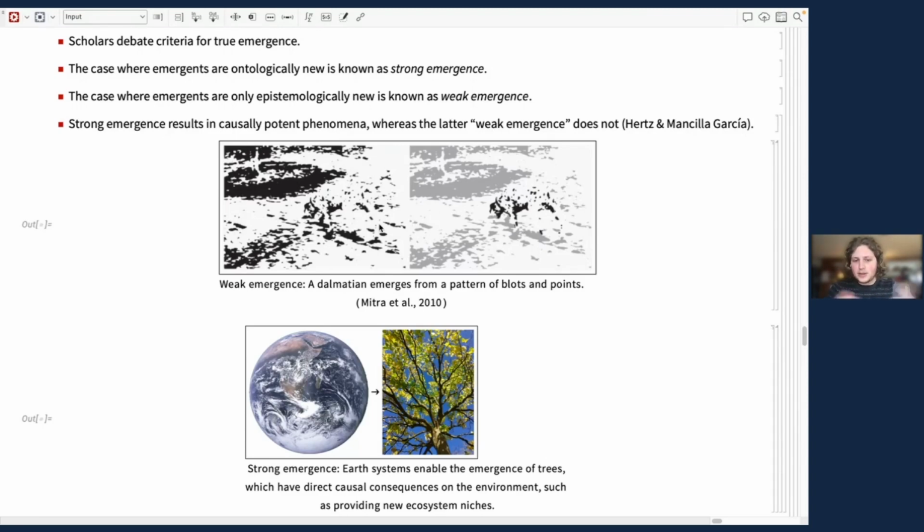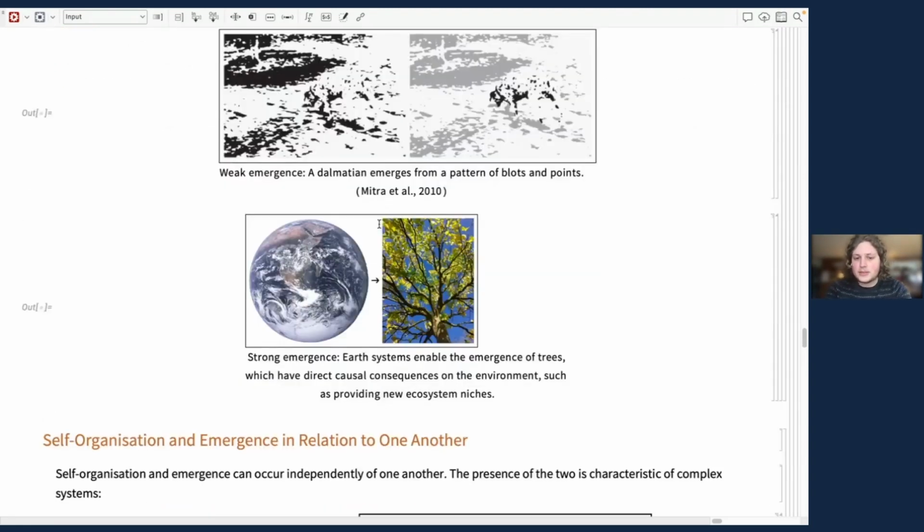But then we might look at Earth systems, which enable the emergence of life, and the emergence of things like trees, which have direct causal consequences on the environment, such as providing ecosystem niches. And so this is a distinction that's been proposed. This is the core of the distinction that's proposed between strong and weak emergence.